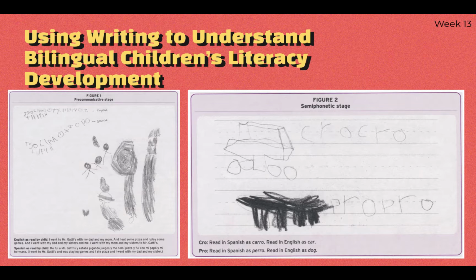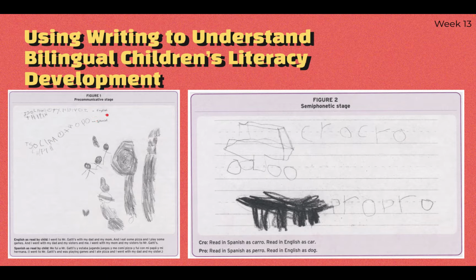So the first article that I looked at for week 13 was Using Writing to Understand Bilingual Children's Literacy Development, and it had all of these images of the different stages in that development process. So what you see here in figure 1 on the left is the pre-communicative stage, and this is really interesting. They have pictures drawn, and then they have random letters drawn, but they're definitely trying to start writing and communicating.